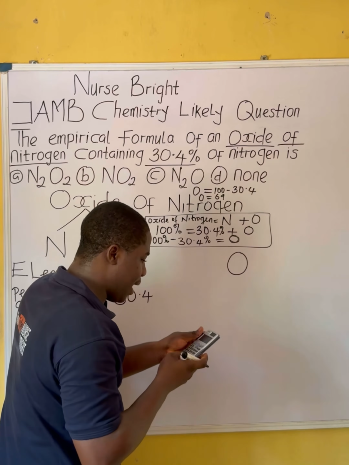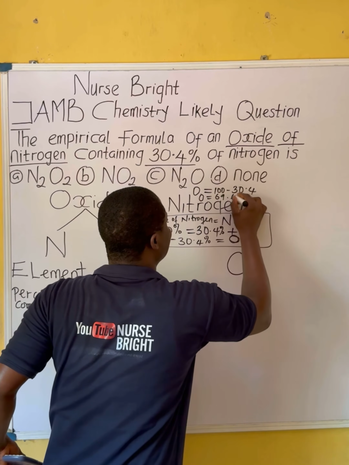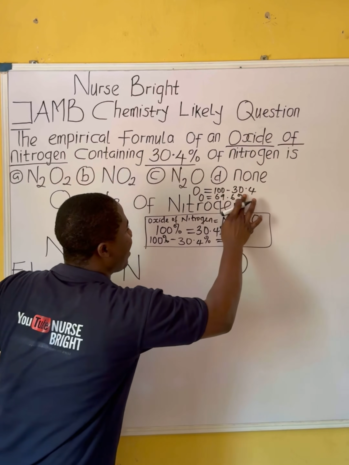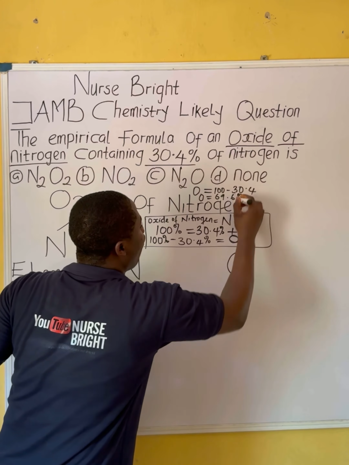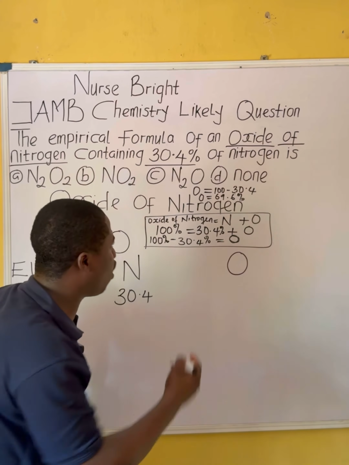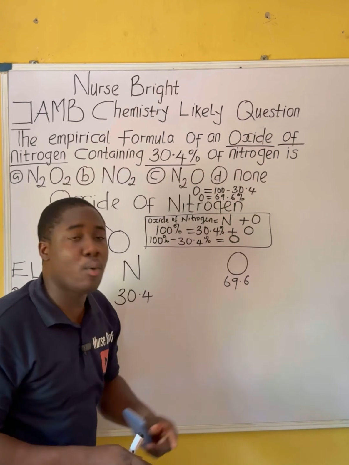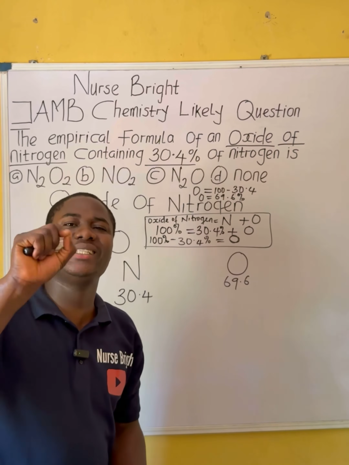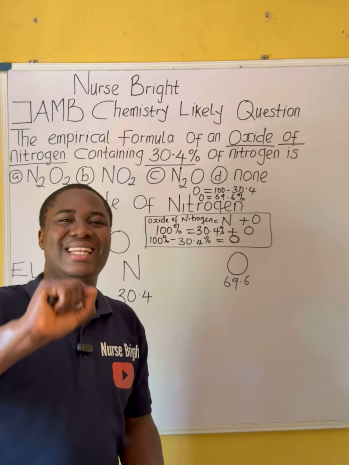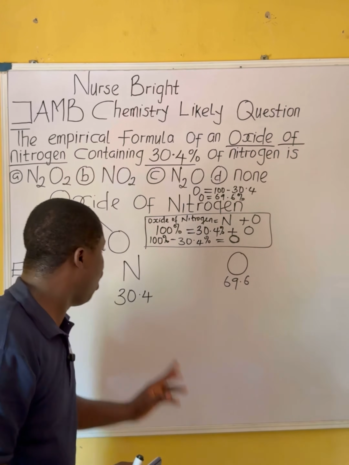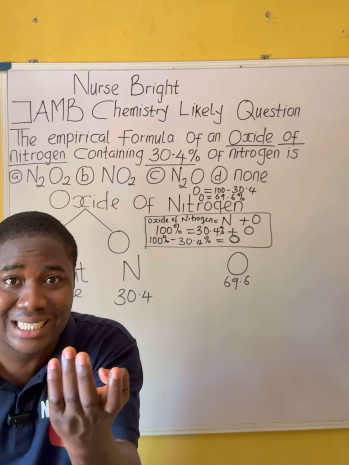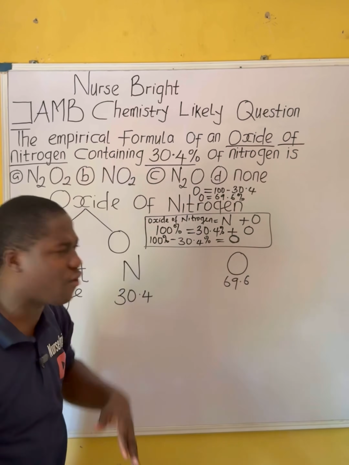All right. 0.6%. So that is what we have to write down for oxygen's percentage composition, which is 69.6%. So you can see how we have determined the percentage composition of both elements, because we need it. All right, we need their percentages to solve for empirical formula.